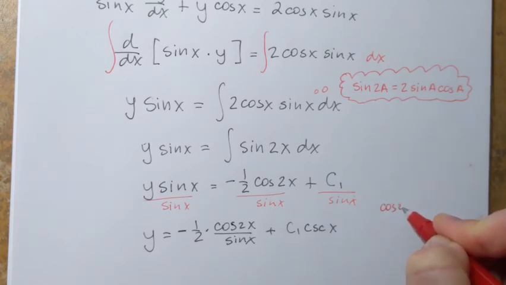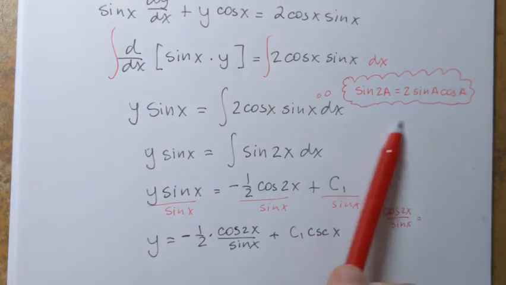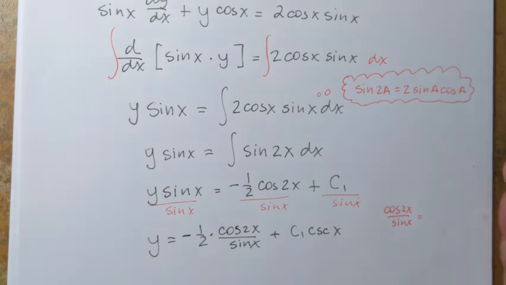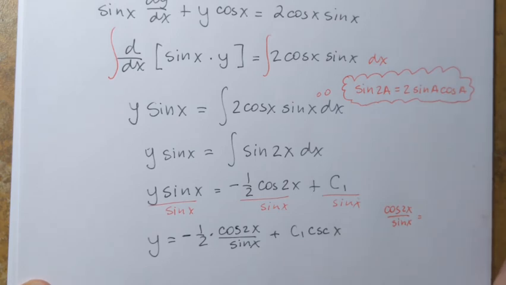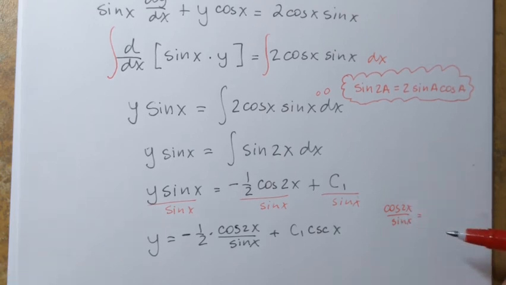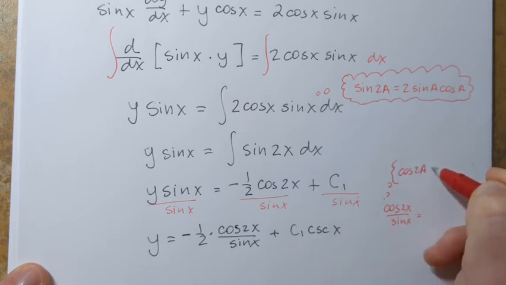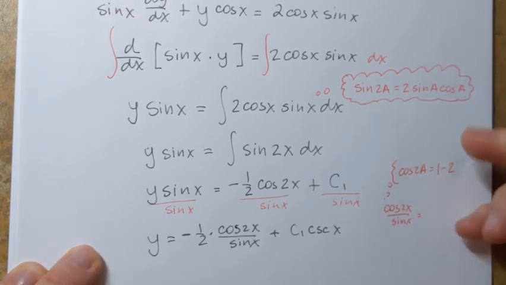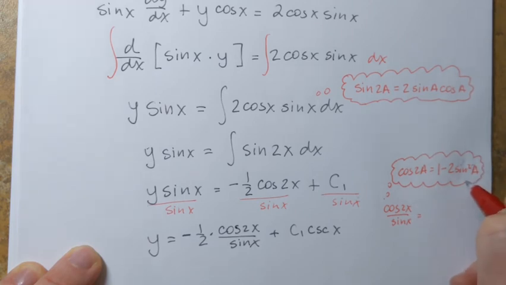We have so far cosine of 2x over sine x. Here's another double angle function, right? We already refreshed the sine of 2a identity. Well, there are 3 different identities for cosine of 2a. And I'll remind you about one of them that I think will be the most helpful here, because if we want to cancel sine, then the one that we want to use is cosine of 2a equals 1 minus 2 sine squared of a. That's one of the 3.